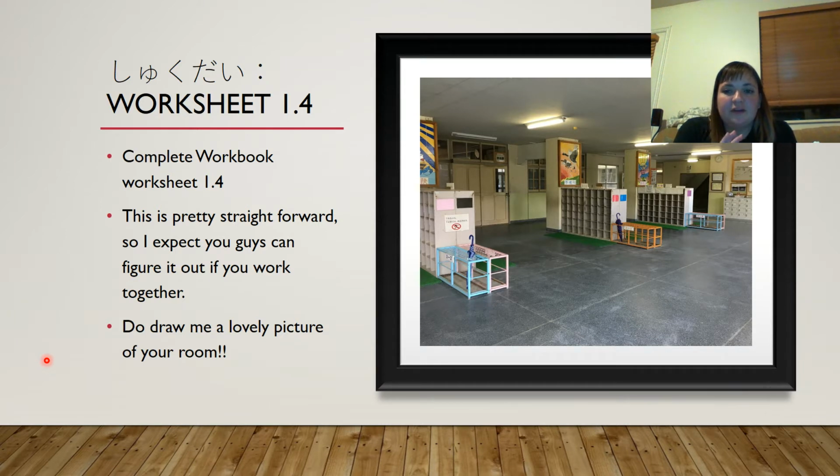So if today is the 2nd of October, you should stop, right? After this, I'm going to talk about your worksheet, your shukudai, and this will be the last part of this lesson, okay? So you're going to complete the workbook worksheet 1.4. I think it's pretty straightforward, so I expect you guys can figure it out if you work together, okay? And on the back of this worksheet, you need to draw me a lovely picture of your room. Okay, so make me a nice picture and describe your room, where things are.